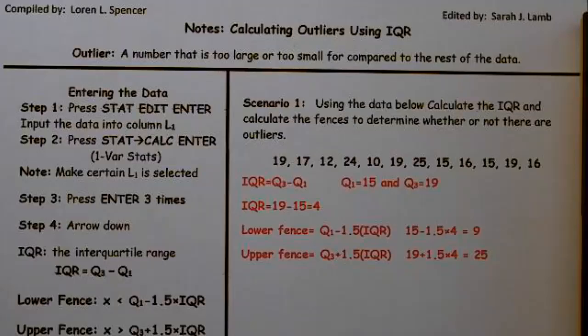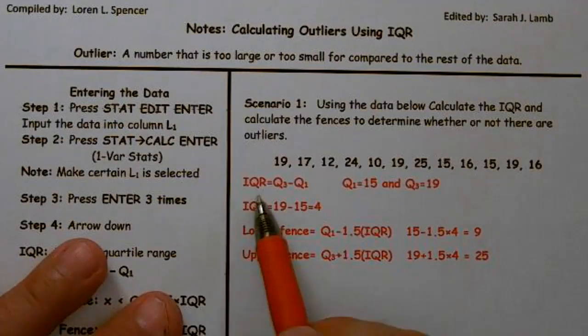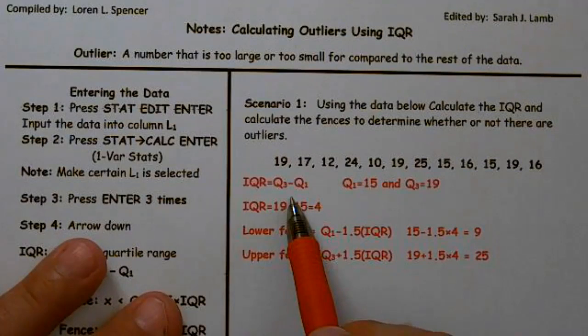All right, so in this video, we're going to learn how to use the calculator to calculate outliers, or determine whether something is an outlier. It's fairly easy to do, but we're going to use the IQR method. There are other methods of calculating outliers, and we will look at those in probability. But for right now, we're just going to look at the IQR method. Please remember from the previous video that IQR is just Q3 minus Q1.